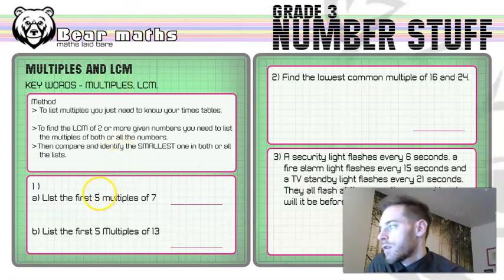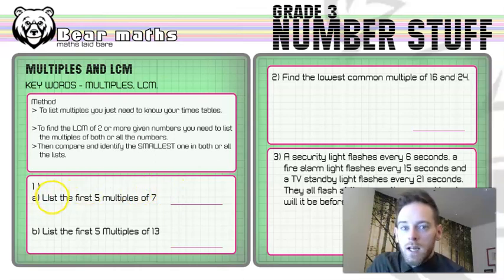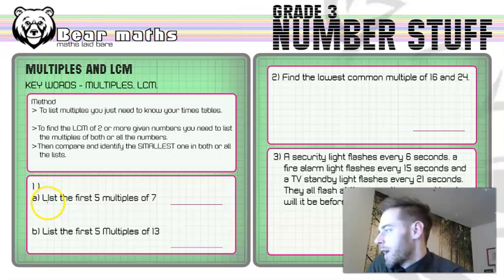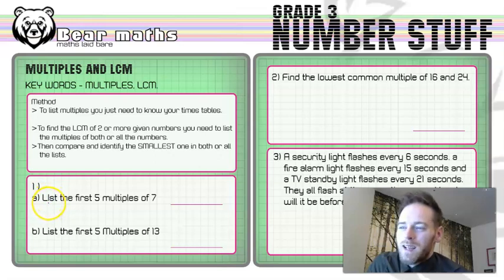In number one, you've got to list the first 5 multiples of 7. I have made a mistake here with a capital I. Please don't comment about it. I don't care. I do actually care. It's really annoying that it's there, but I'm not going to change it because I'm working hard on these videos and I'm just making the odd error here and there. Please don't judge me for it. Anyway, I'll get on with the video.